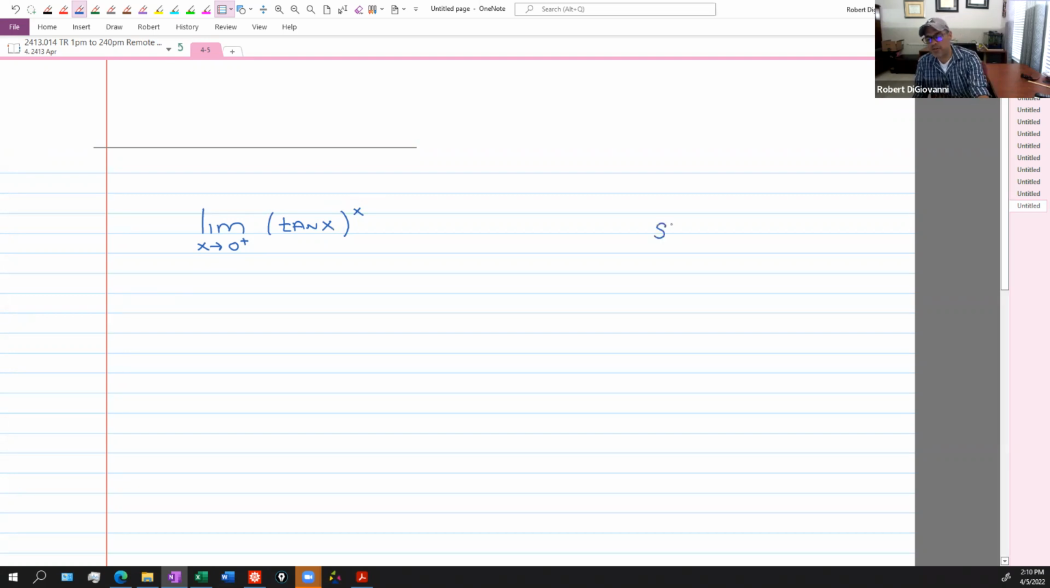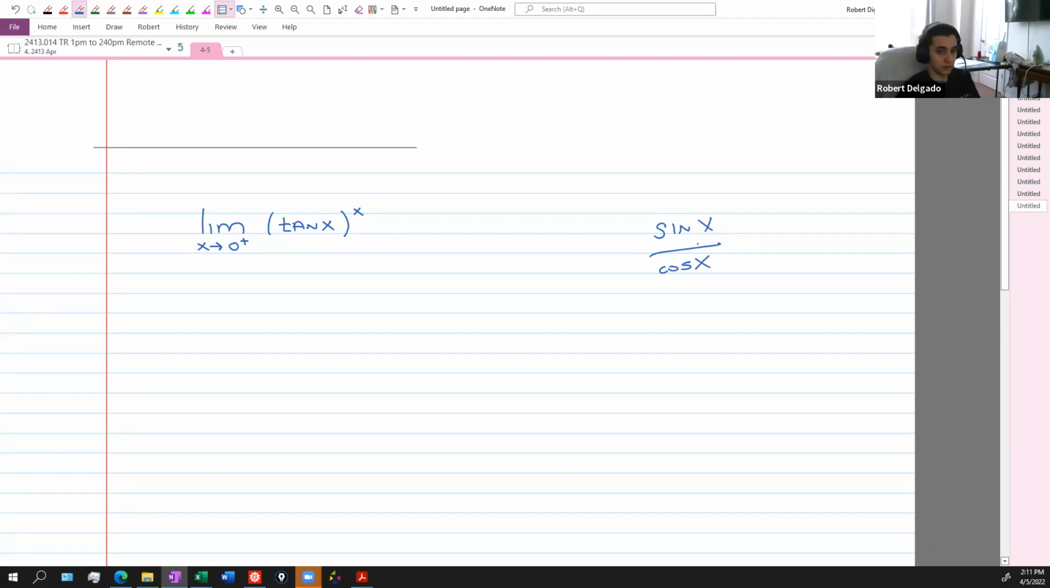Well, tangent is sine over cosine, right? So what would happen if I plug 0 in there? Just 0. So tangent of 0 is 0. So I'm going to get here 0 raised to the 0. That's not good, right? I don't know what that is. So 0 to the 0, I go, I need the log, right?